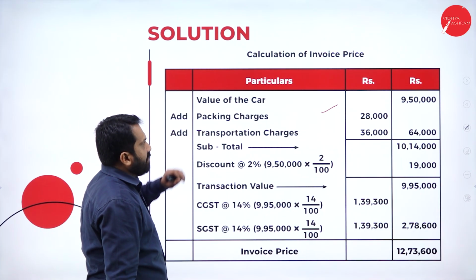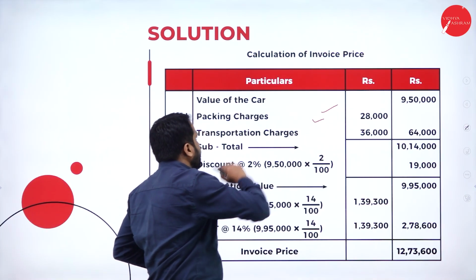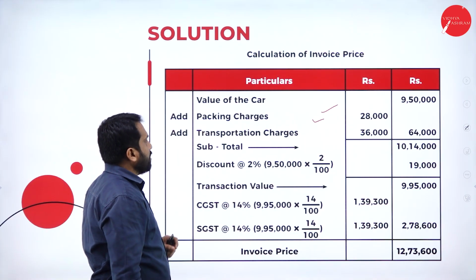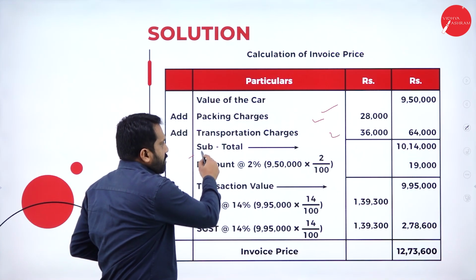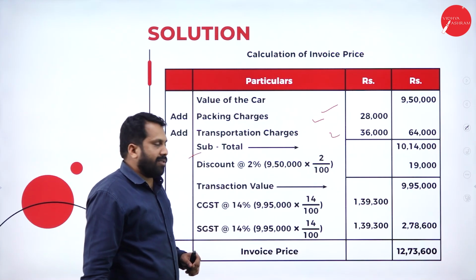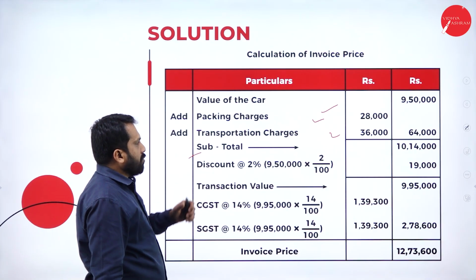9,50,000. Packing charges, it is 28,000. Transaction charges, it is 36,000. If you add everything, the total is how much? 10,14,000. Now, you have a discount of 2%.